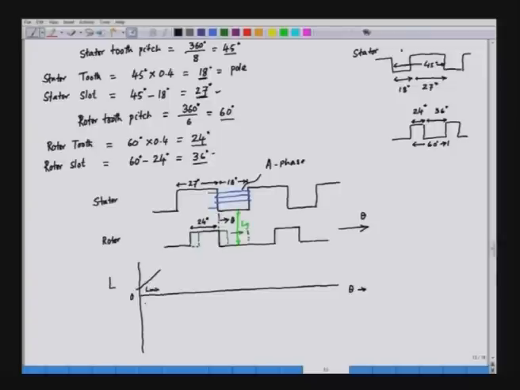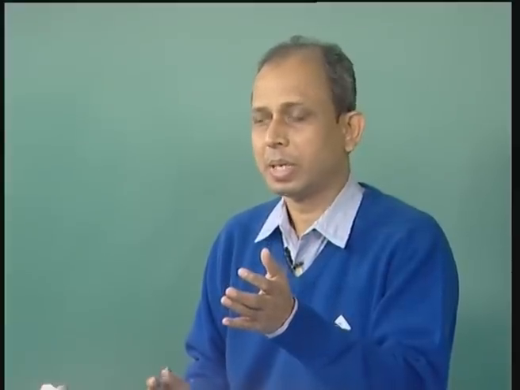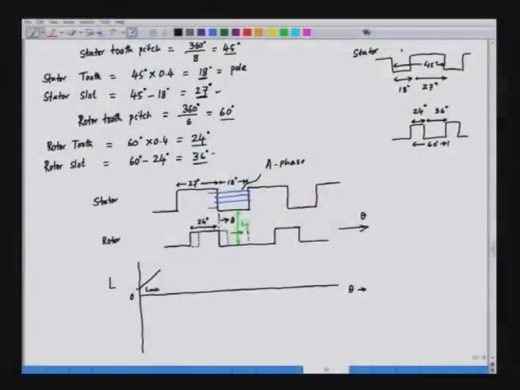And as the rotor moves, the inductance of phase A will increase, because the rotor tooth will be coming gradually under the stator pole, and the inductance of that particular phase will increase. How far will it increase? It will increase until the rotor completely comes under the stator. So, it will take 18 degrees for this to increase from 0 to some L maximum.